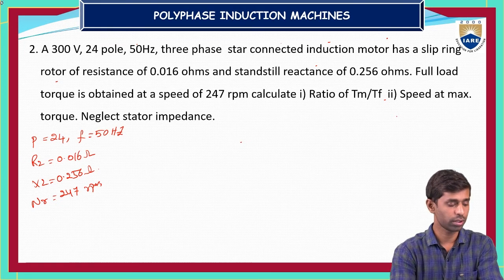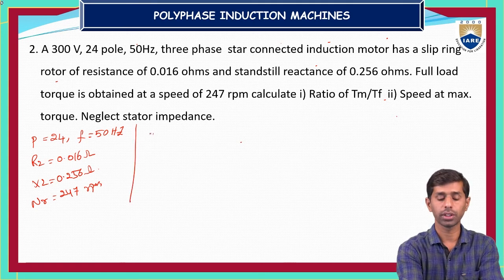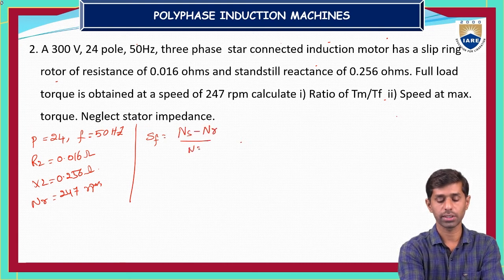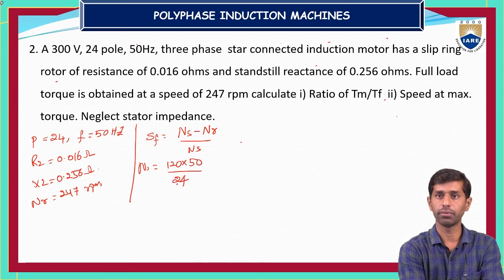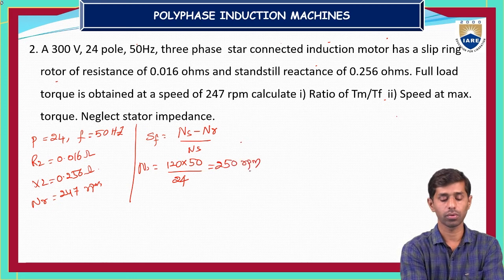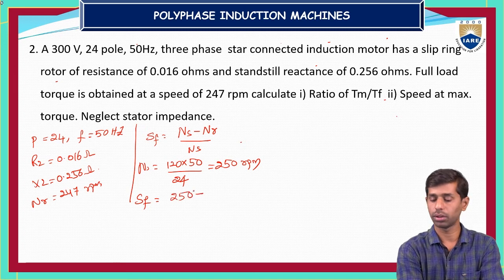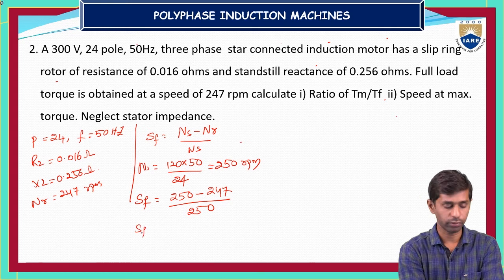Neglect stator impedance. In this case, first of all, find the slip at full load condition, Sf equals (Ns minus Nr) by Ns. First calculate Ns. Ns equals 120 into F, 50 hertz, divided by the number of poles, 24. So it is around 250 rpm. So the slip at full load condition Sf equals 250 minus the speed of the motor at full load, 247 rpm, divided by 250. Simplifying this, we will get 0.012.